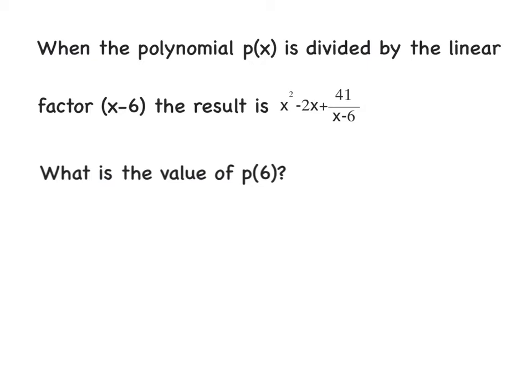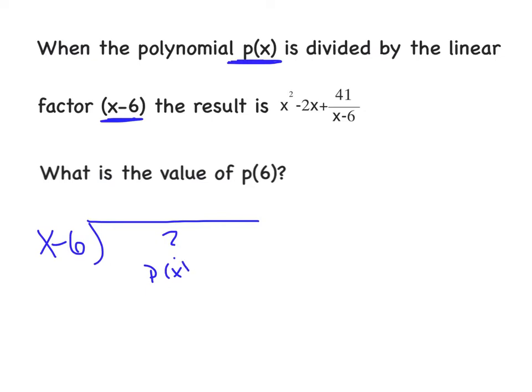Again, same question, just worded a lot differently. And they said we started with this mysterious polynomial p of x, and it's divided by a linear factor of x minus 6. So we're saying x minus 6 divided into somebody. We'll call it p of x for now. They got a result, or I'd like to say quotient of x squared minus 2x plus 41. 41 is your remainder. Or compare that to the last example, that would be equivalent to your little r.